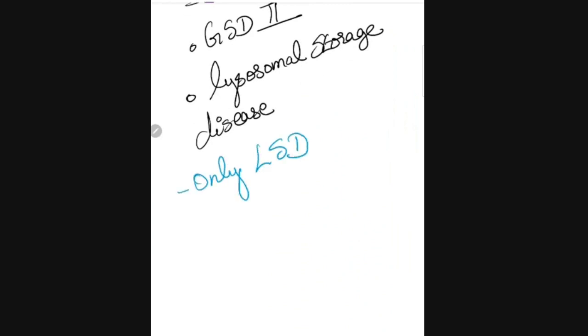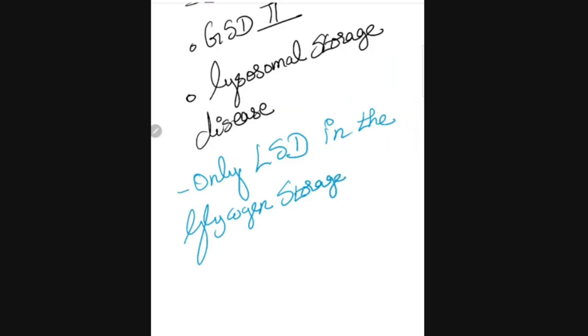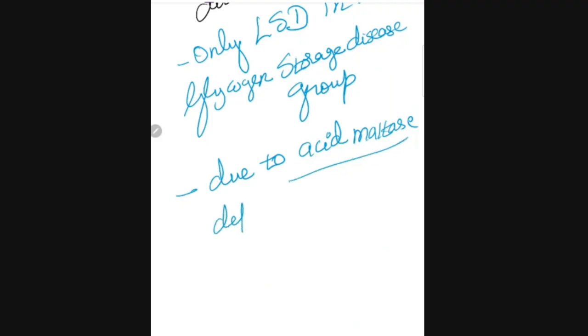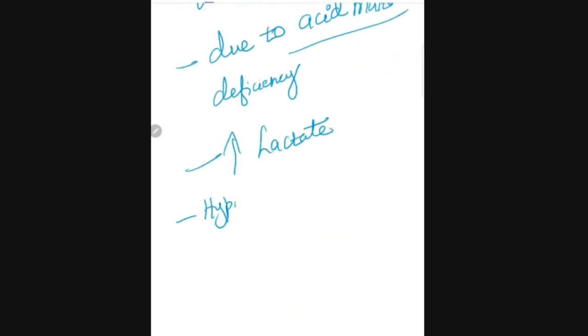It is the only lysosomal storage disease in the glycogen storage disease group, due to acid maltase or alpha glucosidase deficiency. Alpha glucosidase or acid maltase deficiency is Pompe's. You will have increased lactate. Clinically, you will have hypotonia, and it will resemble a floppy baby.